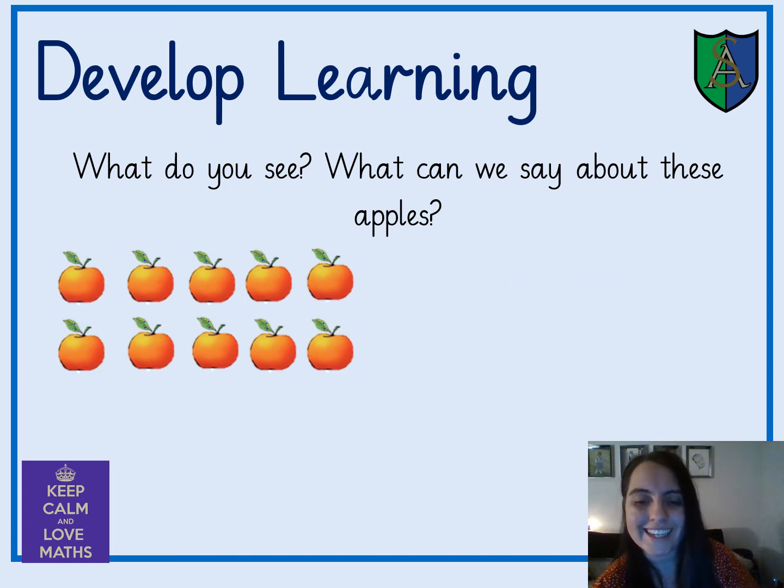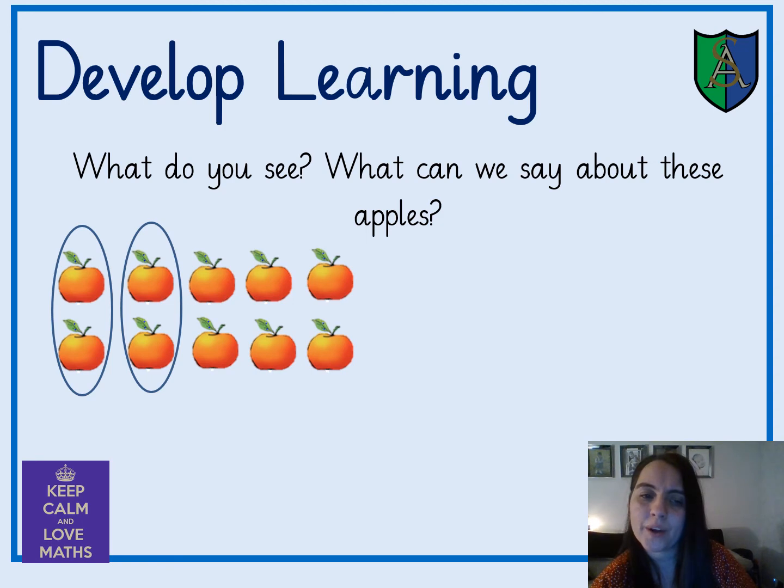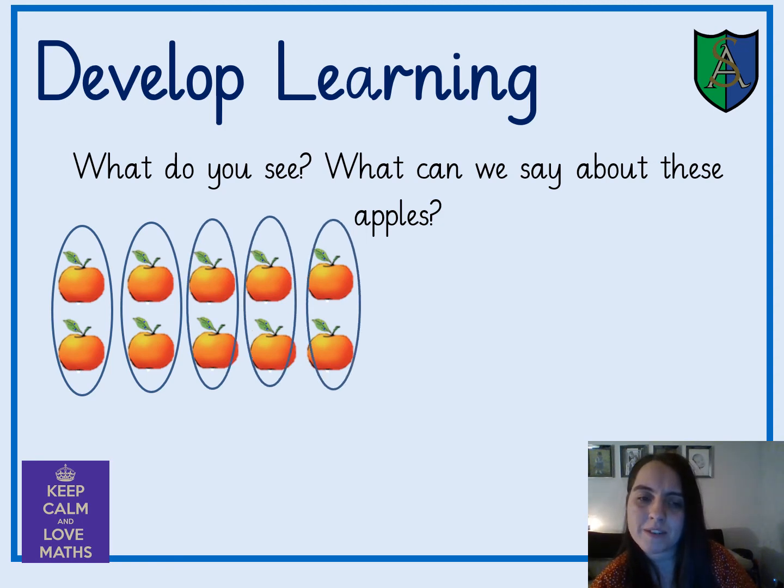Let's look at it in a different way now. This is what else I saw. I saw 1, 2, 3, 4, 5 groups with 2 apples in each. I saw 1, 2, 3, 4, 5 columns with 2 apples in each column.